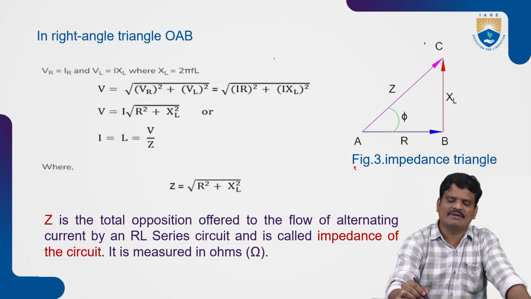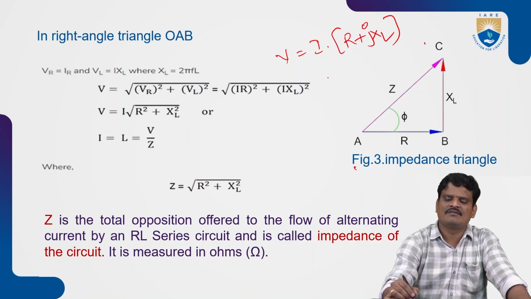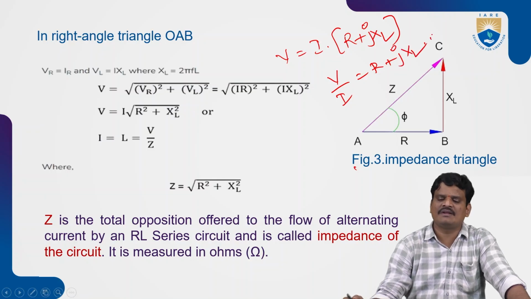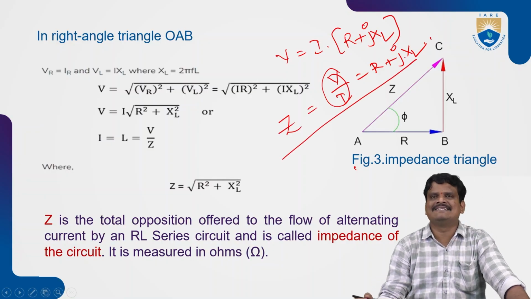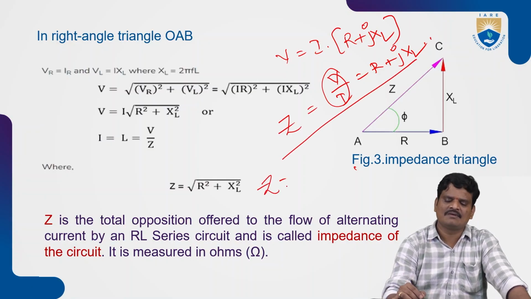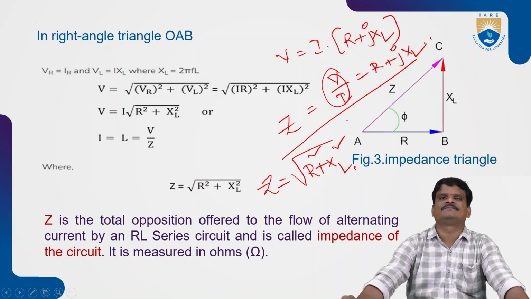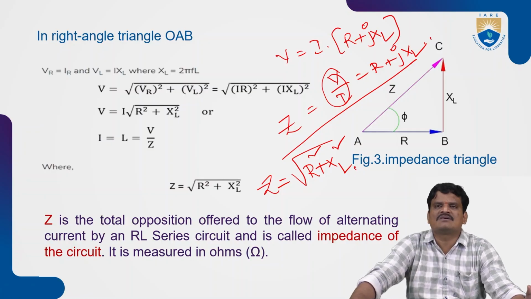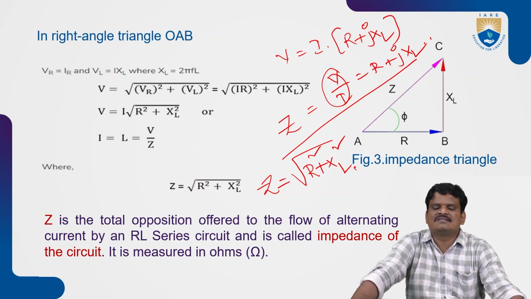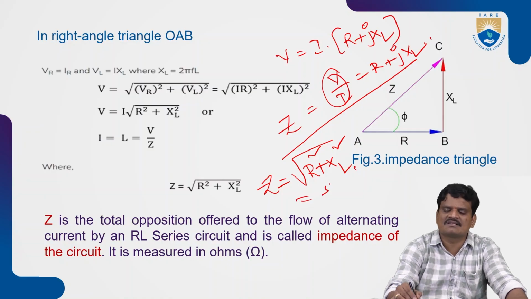So from this circuit, I am getting the expression V equals I into (R plus JXL). V by I equals R plus JXL. According to the definition of impedance, V by I is considered as Z. So Z equals R plus JXL. If I want to calculate the magnitude of impedance, it is the square root of R square plus XL square, where Z is considered as the total impedance offered by the circuit, and the unit for impedance is ohms.